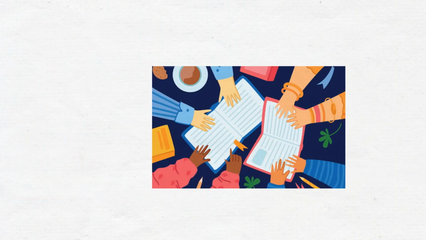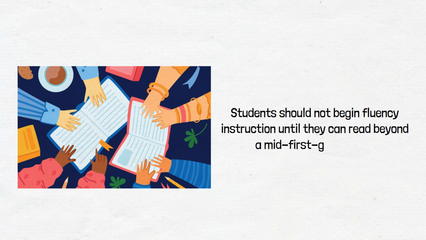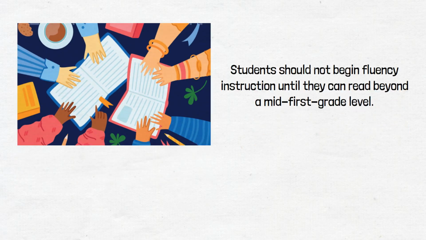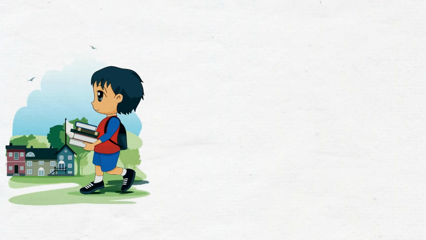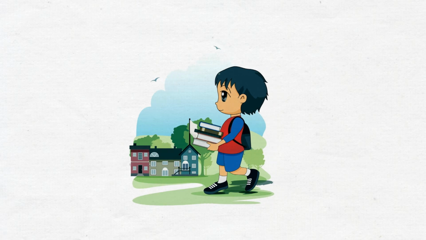Fluency instruction must be introduced at the right developmental stage. According to Kuhn and Stahl, students should not begin fluency instruction until they can read beyond a mid-first grade level. This ensures they have a solid grasp of basic decoding skills, which are essential for success. Once these skills are established, students can benefit from methods like the stepping stone approach, where they read increasingly challenging books on the same topic to prepare for a more complex text. This gradual progression builds fluency and confidence, helping students tackle more difficult texts with ease.